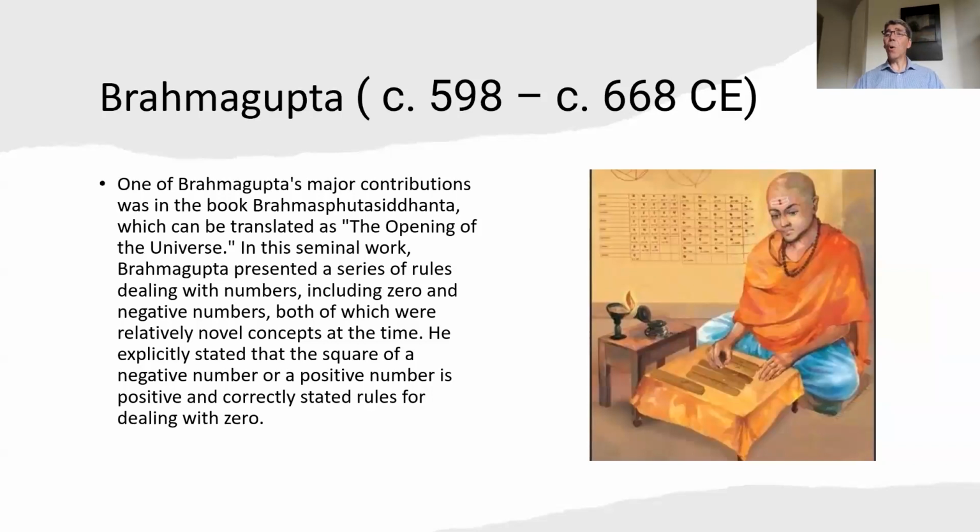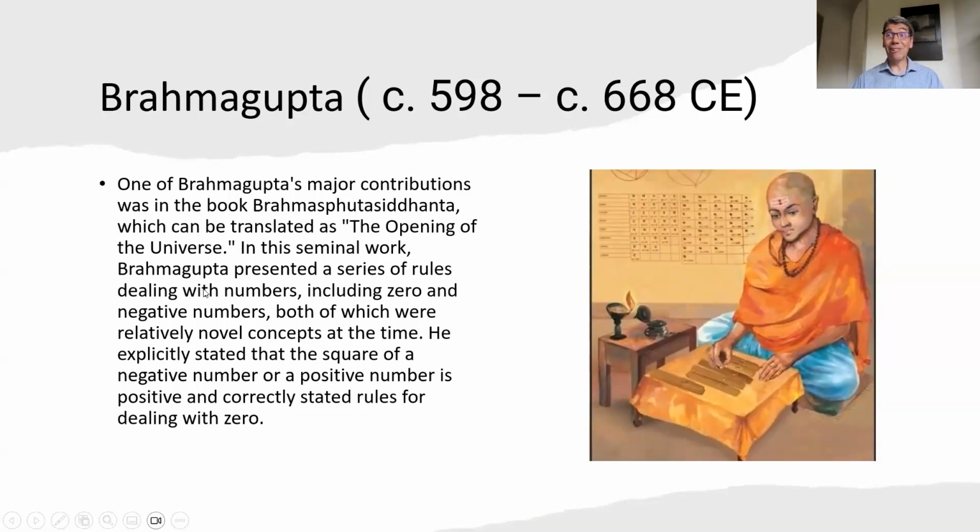Now let me go back and introduce you to one of the early, very influential mathematicians, Brahmagupta. He was from India, and he lived before Al-Khwarizmi, the mathematician who developed algebra. But Brahmagupta wrote a very important book. This is the title of the book. I'm not going to try to read that in Indian, but translated it is The Opening of the Universe.